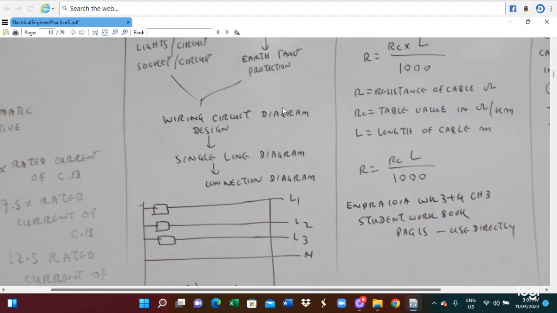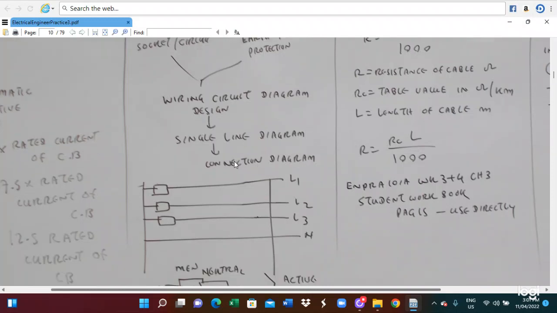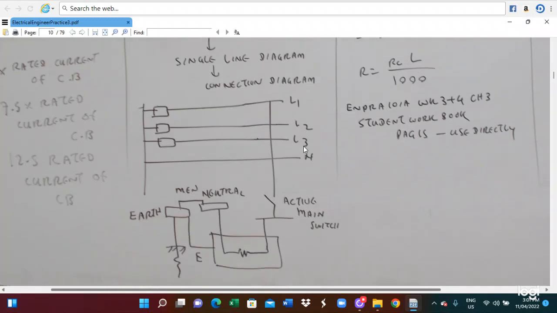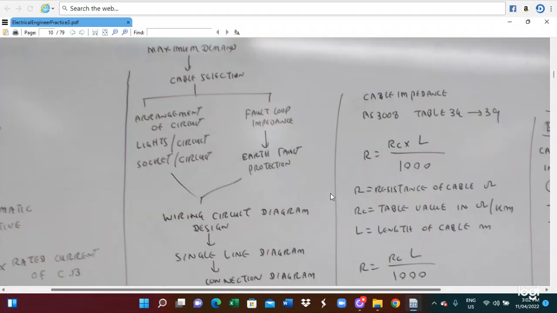Once you have the wiring circuit diagram, depending on it we can draw the single line diagram, and then the connection diagram. This is a typical circuit diagram. This is line 1, line 2, line 3, and a neutral wire. Line 1 is connected to the active switch, then to the equipment, and connected to neutral. This is connected to ground. The neutrals are connected by the MEN, the multiple earthed neutral system. Now we have to connect it, and the cable impedance we have to calculate.